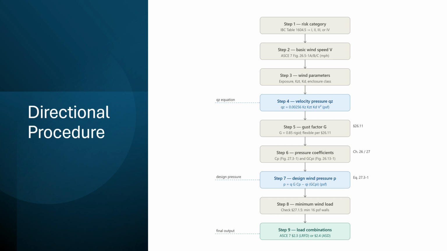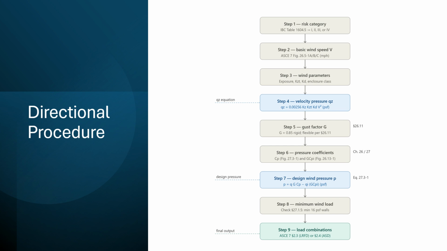Then you'll determine your basic wind speed, wind parameters. This is going back to the directional or the topographic factors. You'll plug that into the velocity pressure. The gust factor is in chapter 26 again, and this most of the time is going to be 0.85 for rigid. If you have flexible diaphragms or flexible members within your lateral force resisting structure, you're going to do some additional calculations, but there's a table for it.